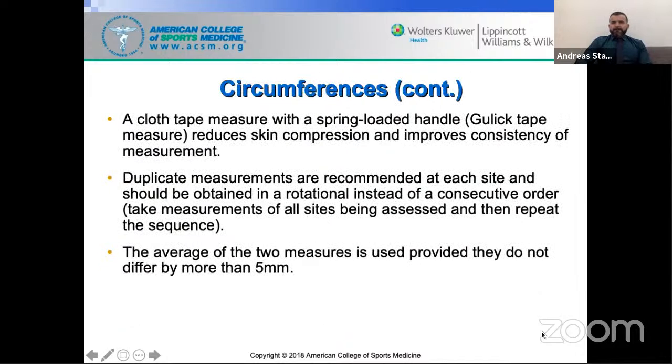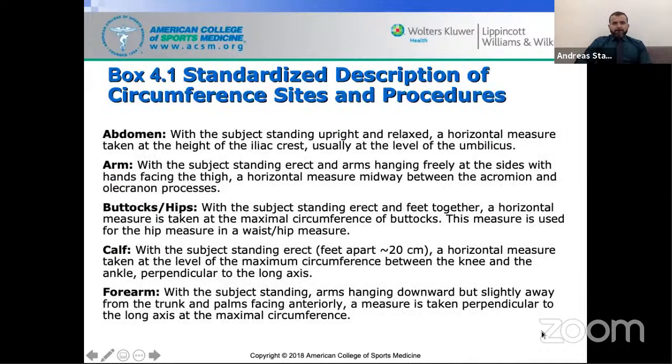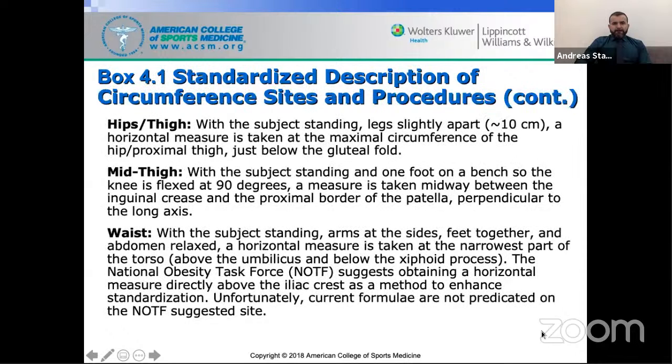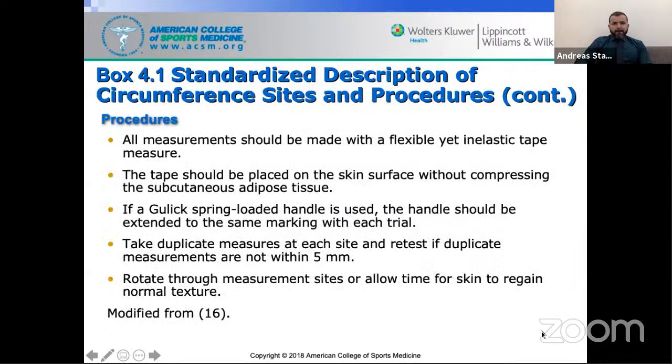So the Gulick tape is a classic tape we're using. Make double measurements, give enough time between the two measures so the skin can go back to its original length. This is how you do it. You can read that by yourself, nothing too fancy. What I want you to understand and remember is that you have to take those duplicate measures, like we said, and rotate. Don't forget that.